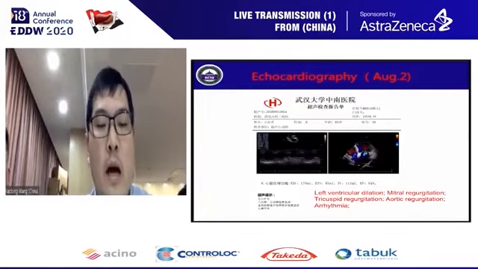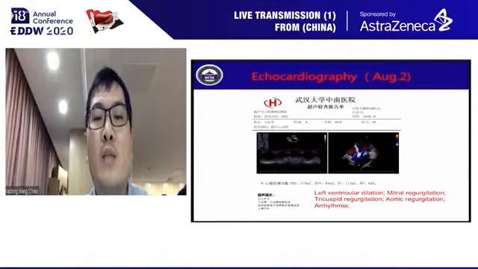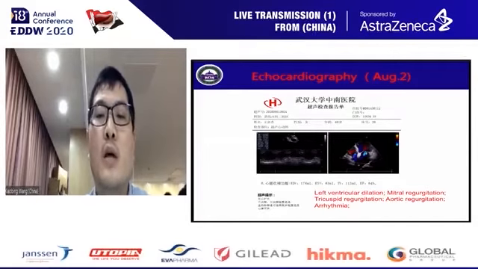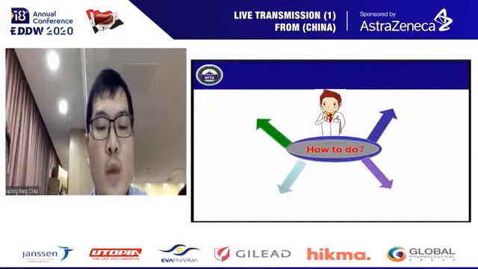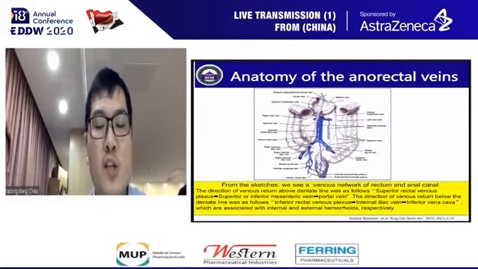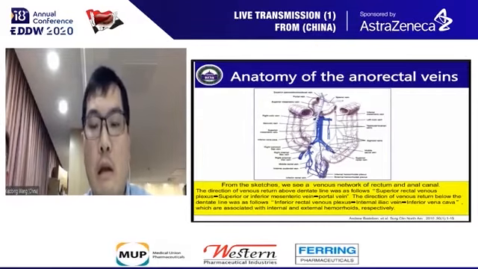Echocardiography on August 2nd revealed abnormalities of left ventricular dilation, mitral regurgitation, tricuspid regurgitation, aortic regurgitation, and arrhythmia. Which way should we select to treat? Before giving suggestions, let's review the anatomy of the anorectal veins.